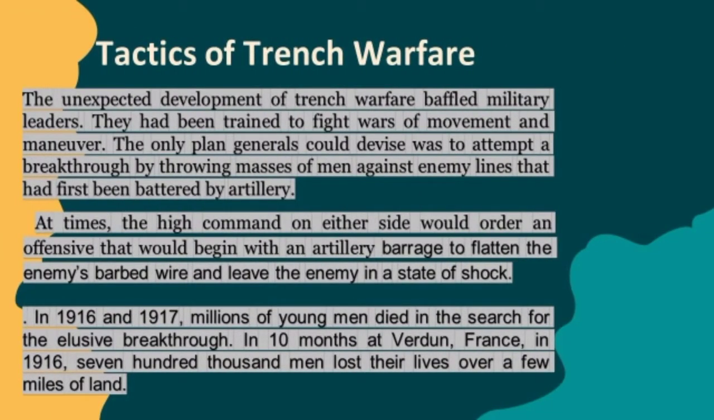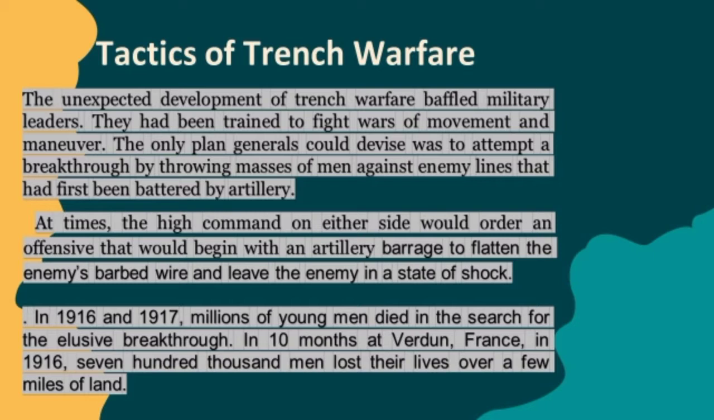The tactics of trench warfare. The unexpected development of trench warfare baffled military leaders. They had been trained to fight wars of movement and maneuver. The only plan generals could devise was to attempt a breakthrough by throwing masses of men against enemy lines that had first been battered by artillery. Once the decisive breakthrough had been achieved, they thought they could return to the war of movement that they knew best. At times, the high command on either side would order an offensive that would begin with an artillery barrage to flatten the enemy's barbed wire and leave the enemy in a state of shock.